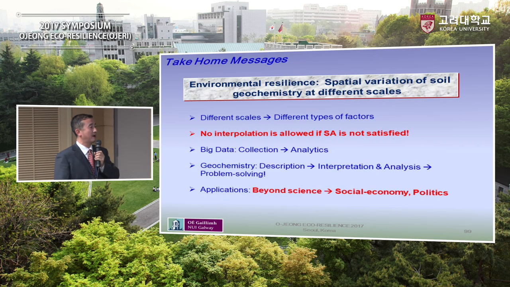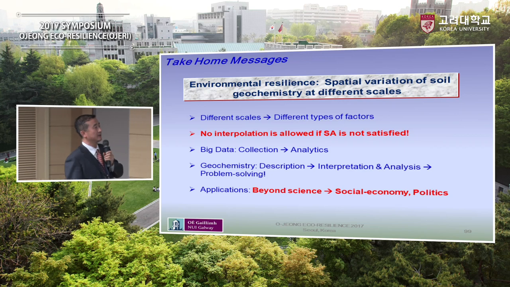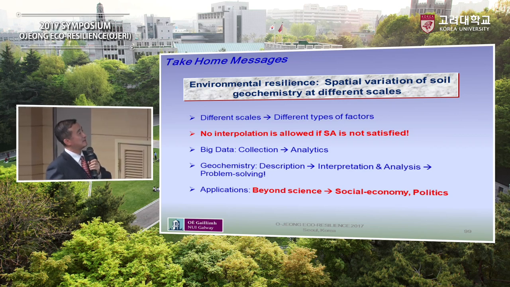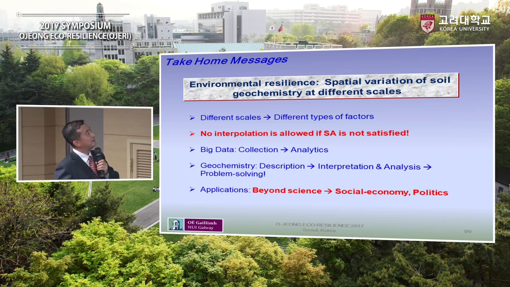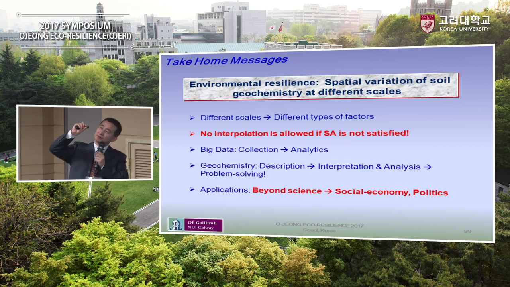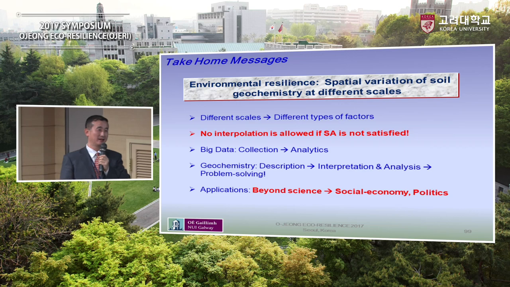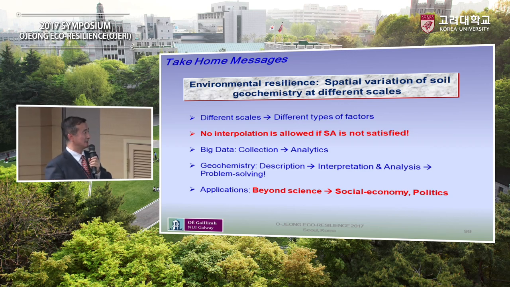Anyway, those are the concepts, the ideas and problems, the challenges we have encountered so far. So just keep that in mind. Spatial variation exists at different scales, from very large regional scale to sub-millimeter level. That's number one. Number two, no mapping. In fact, interpreted mapping is not allowed if your data do not satisfy spatial autocorrelation. In that case, increase your sampling density.